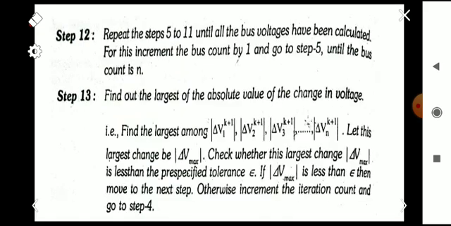And in step 12 we have to repeat steps 5 to 11 until all the bus voltages have been calculated. After that we have to find the change in bus voltages, delta V1^(k+1), delta V2^(k+1), and we have to find the largest change here, that is delta V max. Check whether this largest change delta V max is less than the prescribed tolerance epsilon. If delta V max is less than epsilon, then move to the next step, otherwise increment the iteration count and go to step 4. This is step 13.